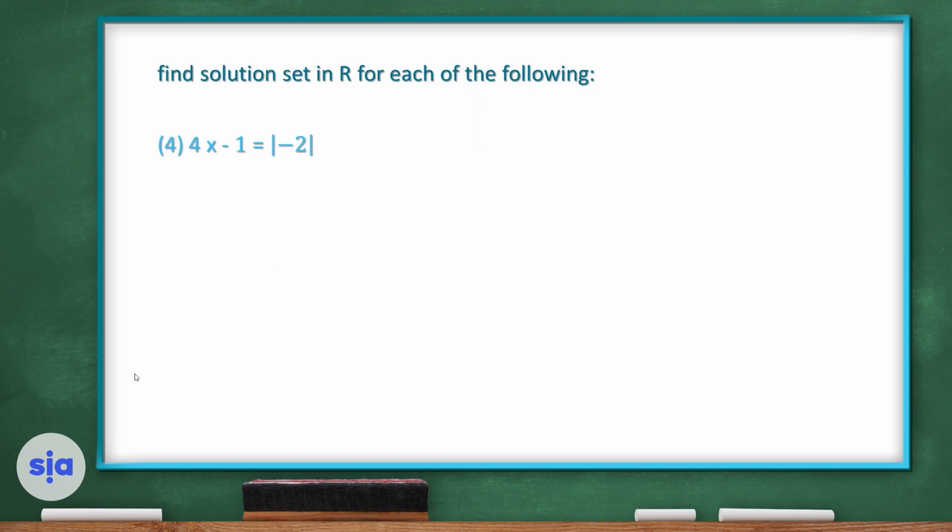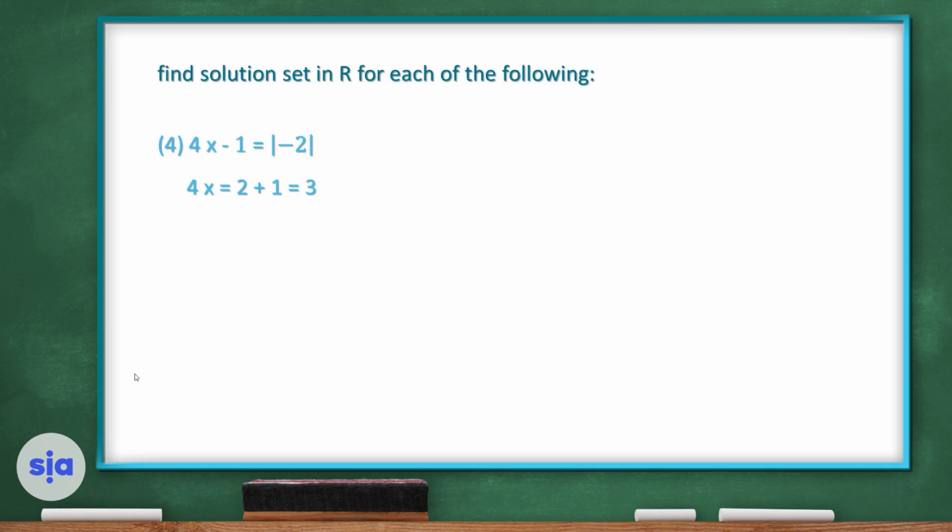Question 4. 4x minus 1 equals the absolute value of negative 2. What is the absolute value of negative 2? Yes, excellent, it's 2. Then this equation can be written as 4x minus 1 equals 2.